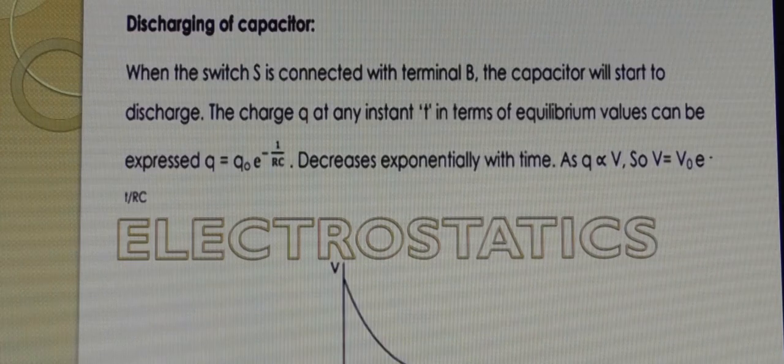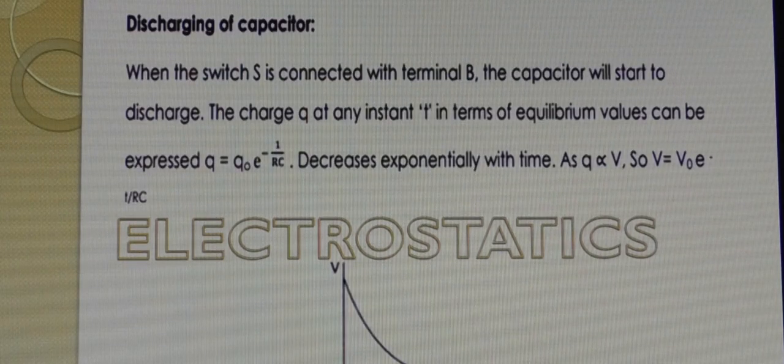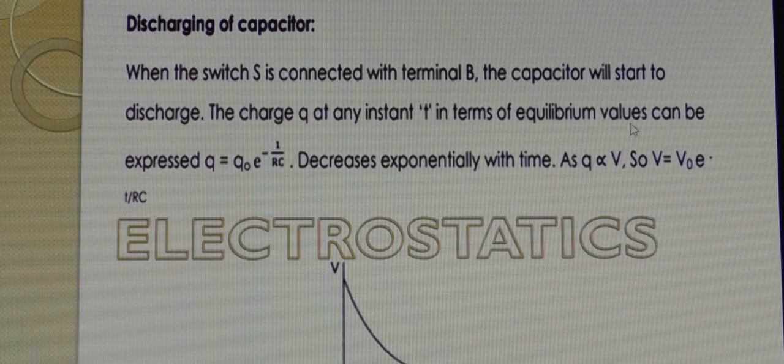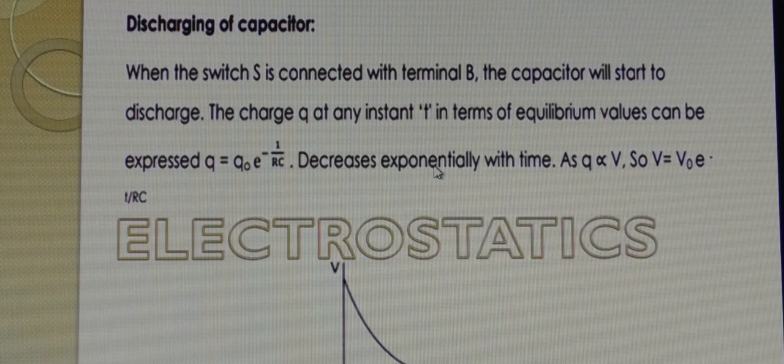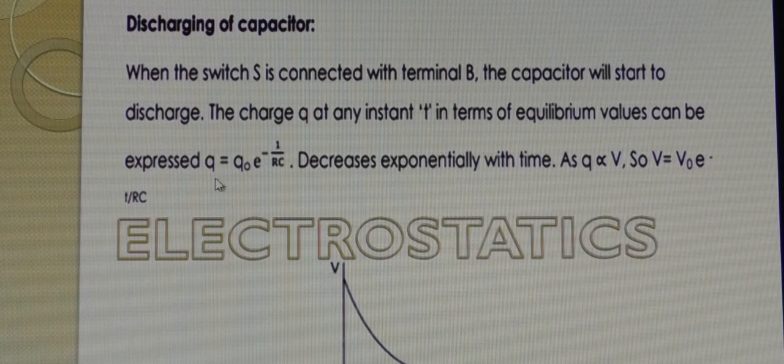In case of discharging of the capacitor, what happens? When the switch S is connected with terminal B, the capacitor will start to discharge. The charge Q at any instant of time t in terms of equilibrium values can be expressed as Q is equal to Q naught e to the power minus t over RC, which decreases exponentially with time. As we all know, Q is proportional to V. So again, by using the values of Q, that is CV, and Q naught, that is CV naught, C cancels on both sides, in the same way as previously for the charging process.